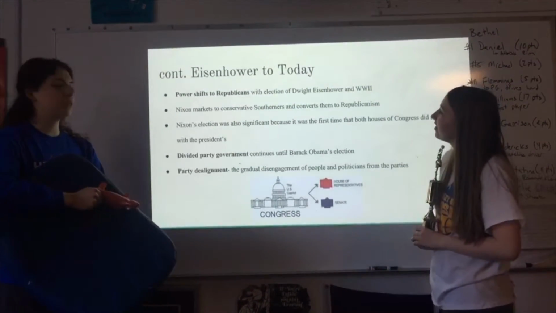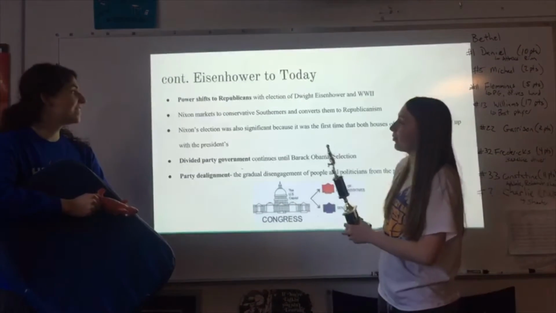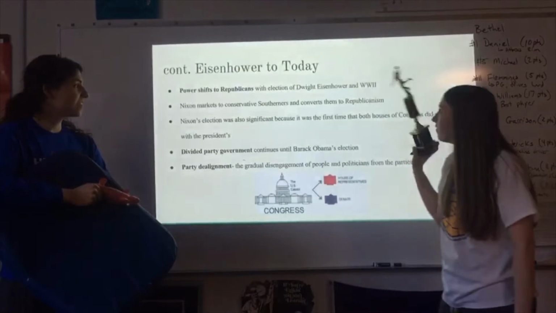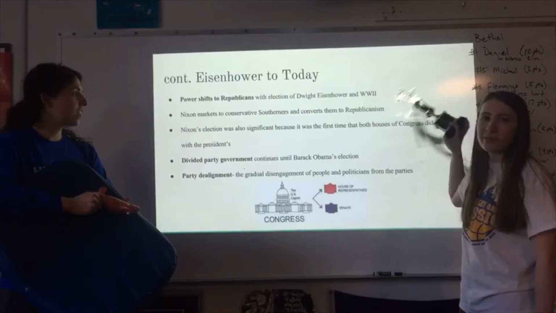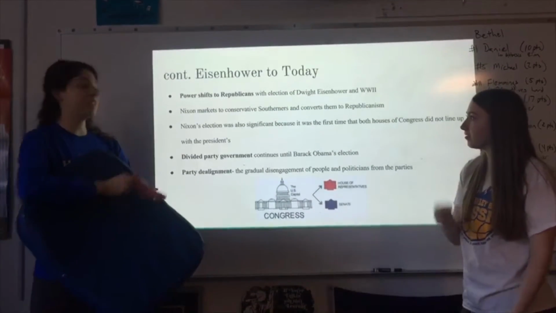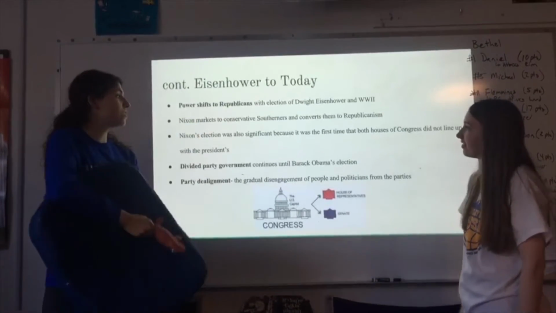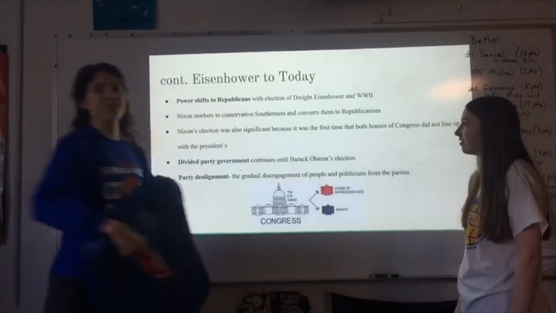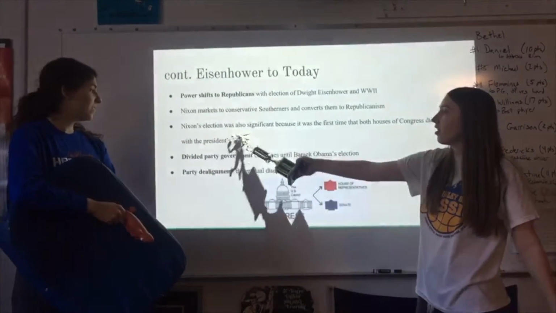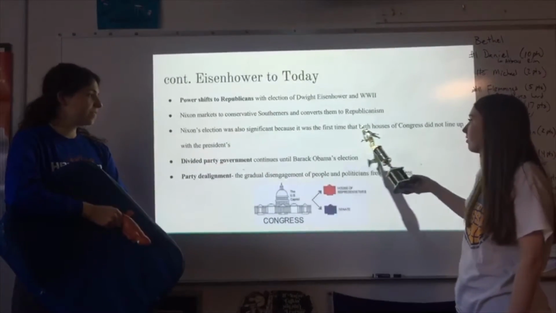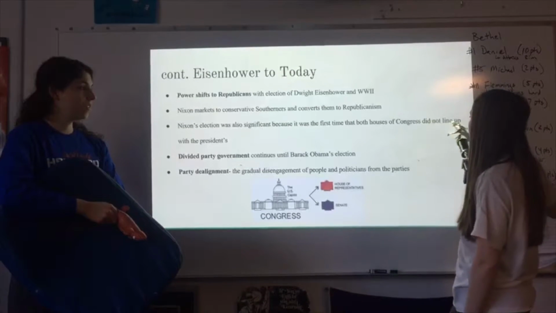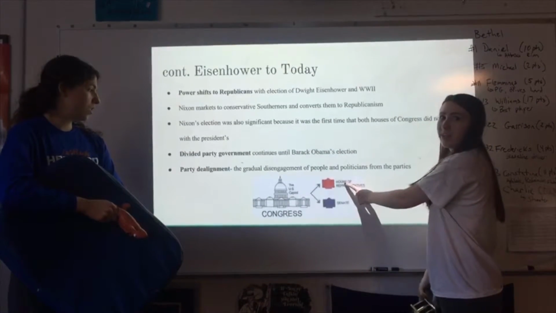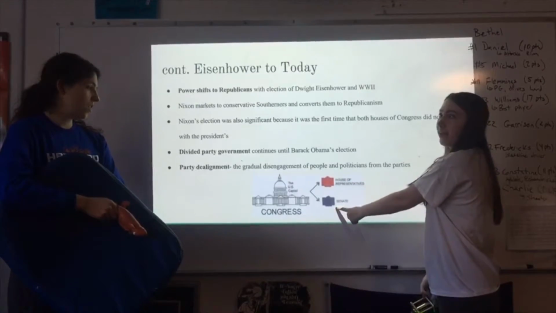Continued: Eisenhower to today. Power shifts to Republicans with the election of Dwight Eisenhower around World War II. Nixon markets to conservative Southerners and converts them to Republicanism. Nixon's election was also significant because it was the first time that both houses of Congress did not line up with the president's. That means one was Republican and the other was Democrat.